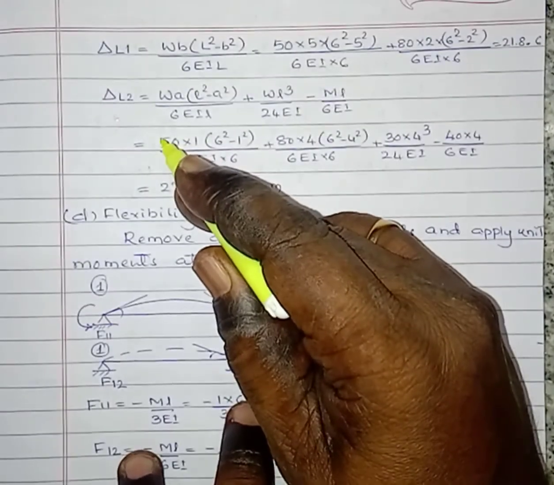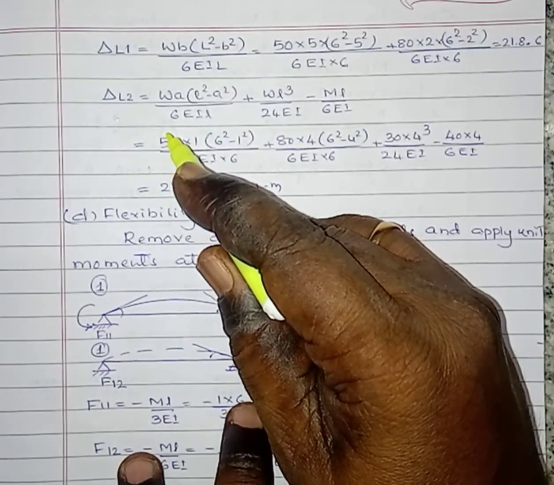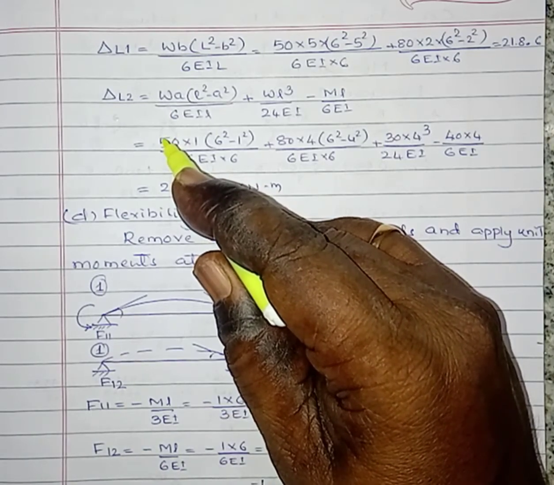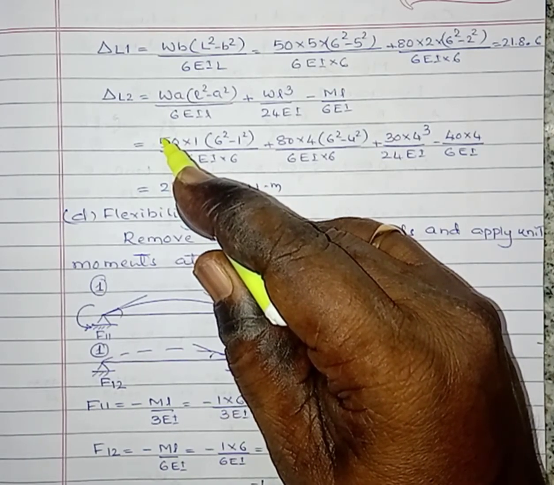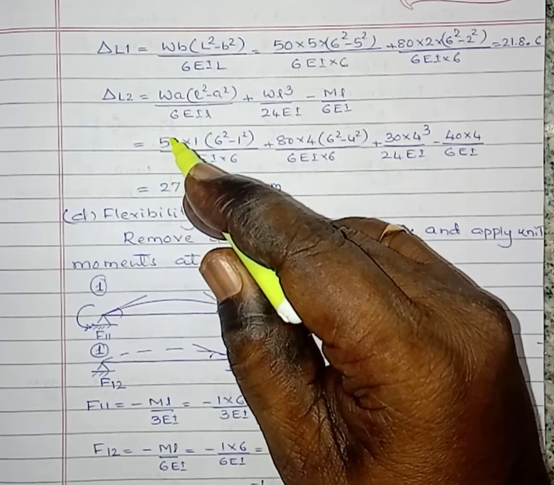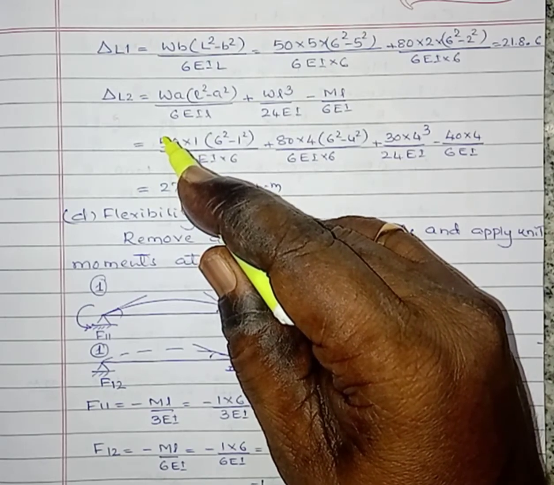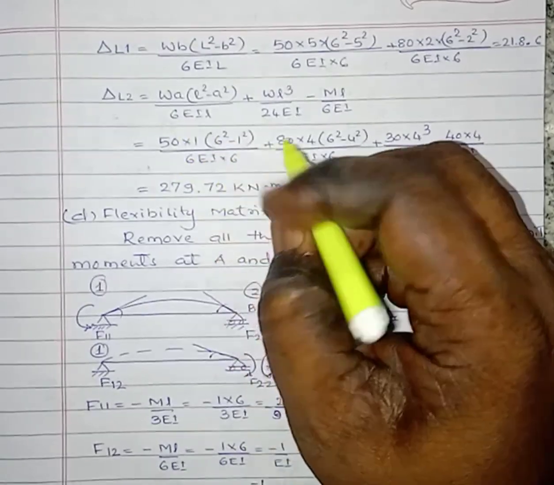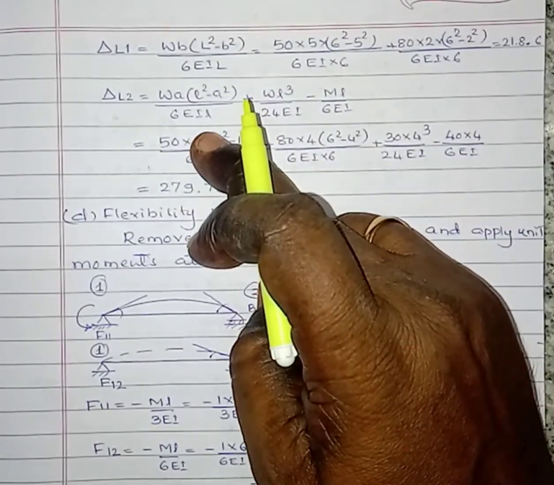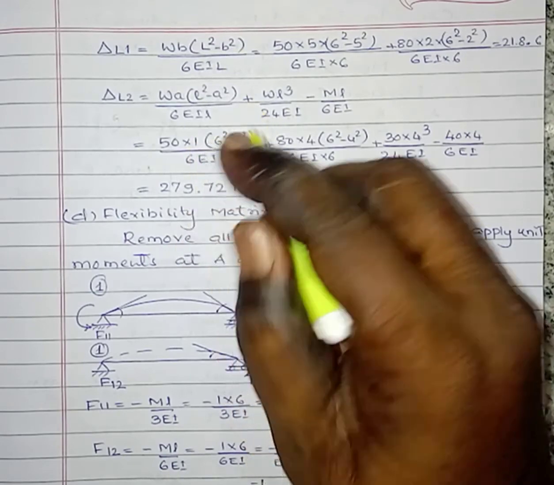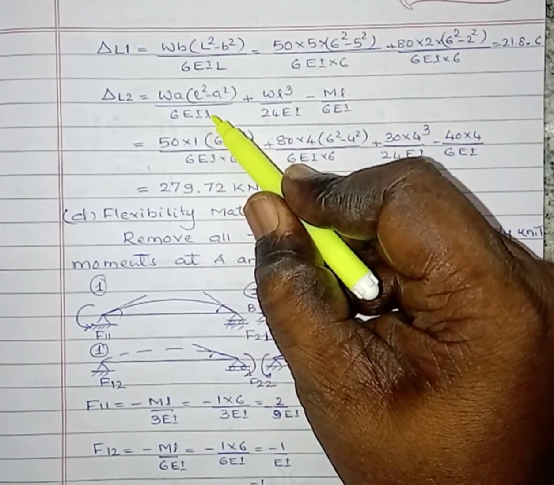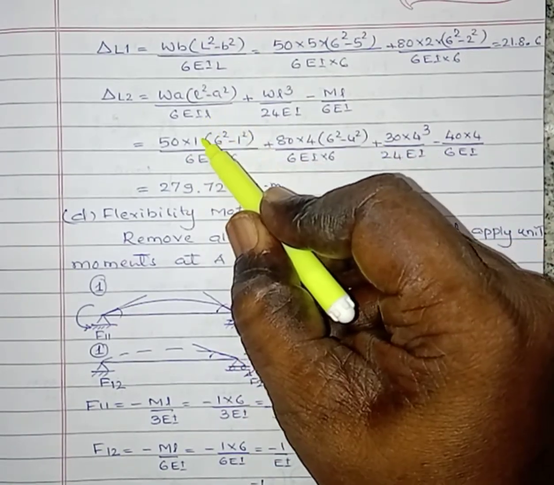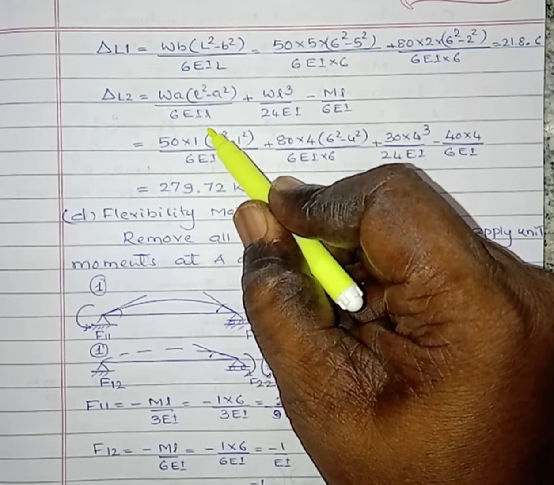Similarly calculate the displacement at 2. At coordinate 2, two spans are connected, one is BA, another one is BC. We have to consider both the spans. Here due to the 2 point loads, the angular displacement in span BA is given by W into A into L square minus A square divided by 6 EIL.